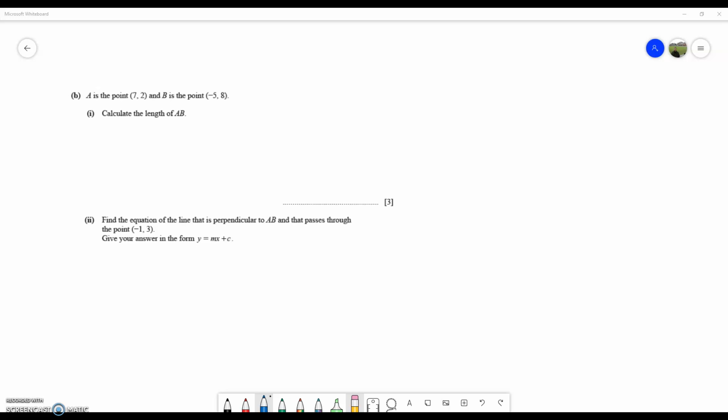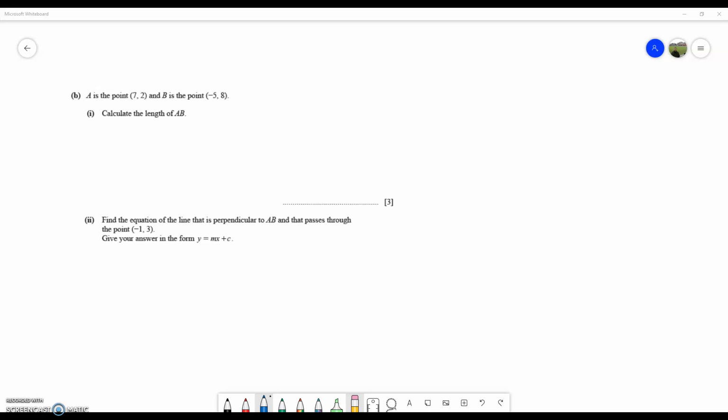Okay, this question is looking at the features of a line between 2 points. I always think it's a good idea, whenever you get something like this, that you draw a diagram. So first we've got A is a point with coordinates 7, 2, and B is a point with coordinates -5, 8.